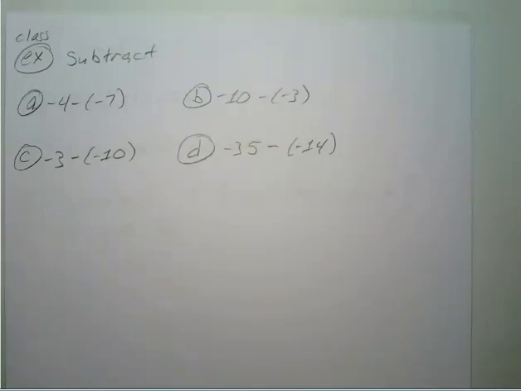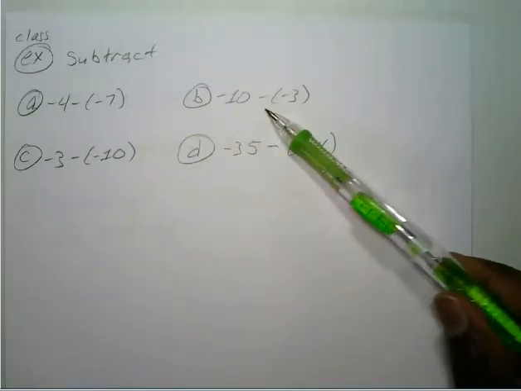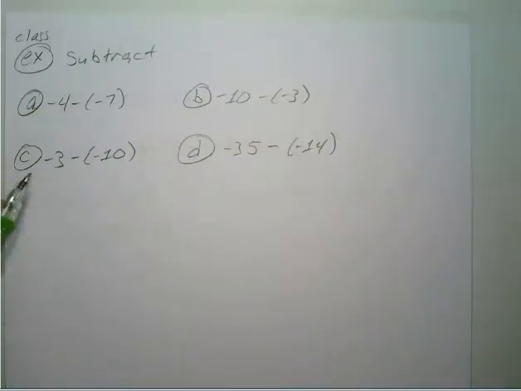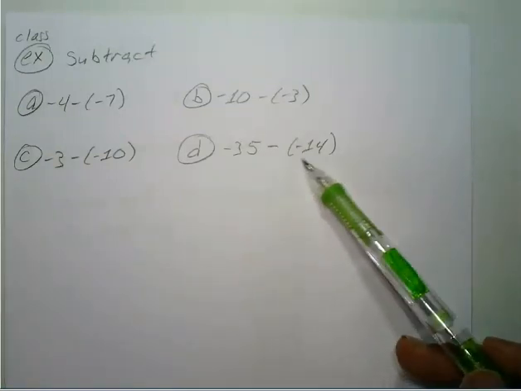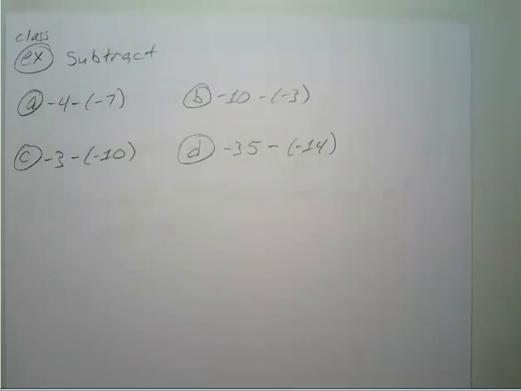Okay, so what if you wanted to subtract negative 4 minus negative 7, negative 10 minus negative 3, negative 3 minus negative 10, and negative 35 minus negative 14. Okay, so again, go ahead and press pause and solve these on your own. All right, I'm assuming you've paused it and worked it out. So let's go ahead and once again verify.